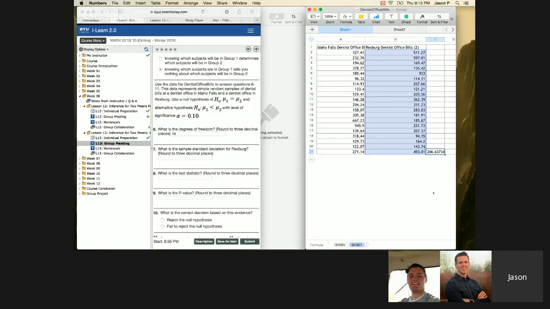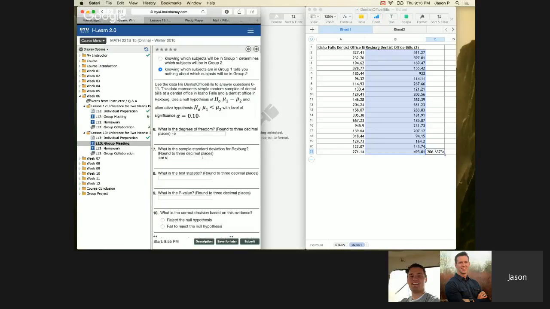Geez, that's a pretty big standard deviation. Wow. Is it running the 3 decimal places? Yeah, 3, so 673. 206.673. 637. Oh, 637. Okay.